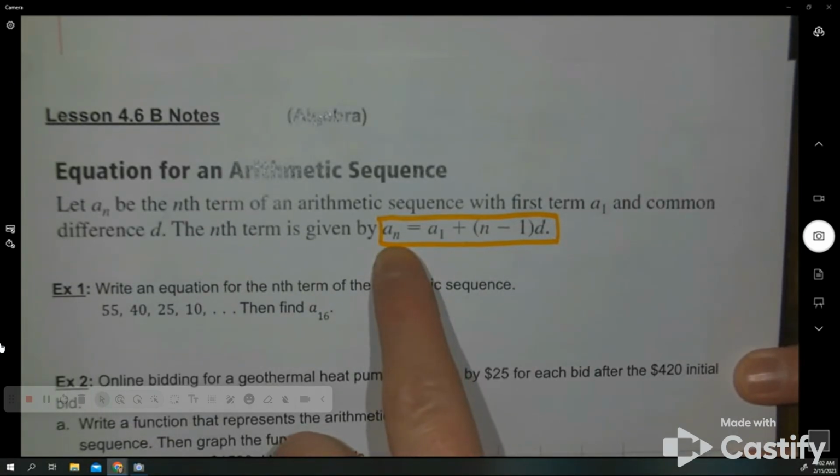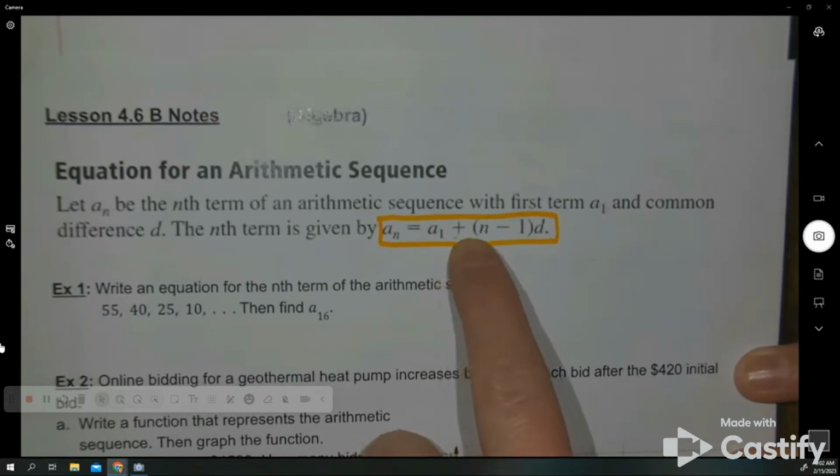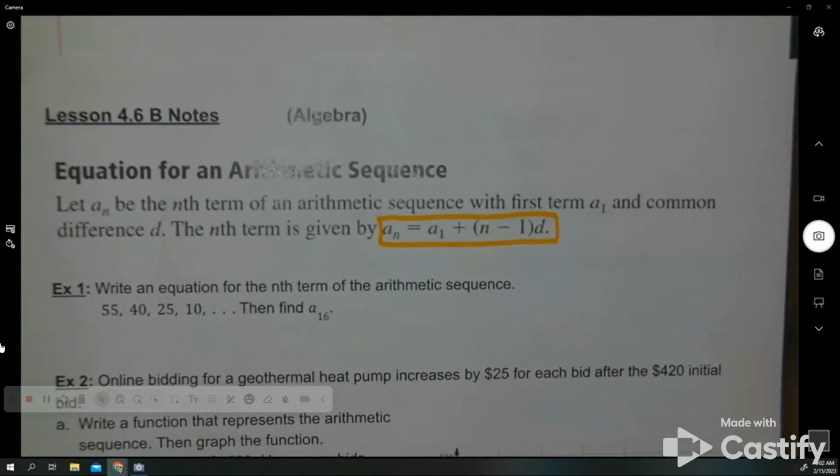So if I wanted the 25th term, I have A of 25, I would use that first number, which we had before was 4, plus 25 minus 1 times our common difference of 3. And I'd be able to figure out what the 25th term in the sequence is without having to make a table and continue on and on. So let's see what that looks like in terms of an actual sequence.